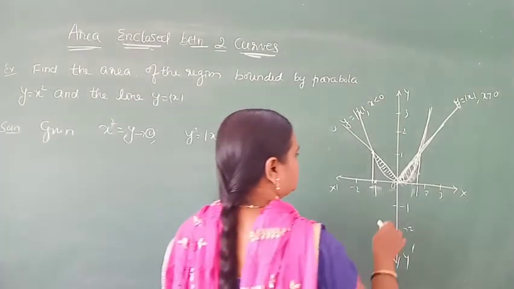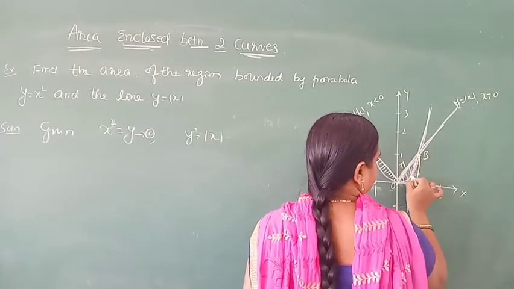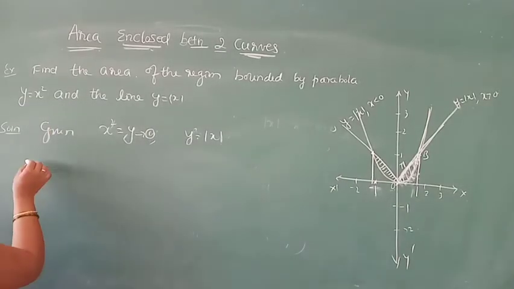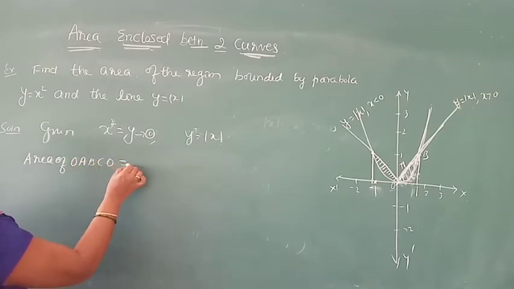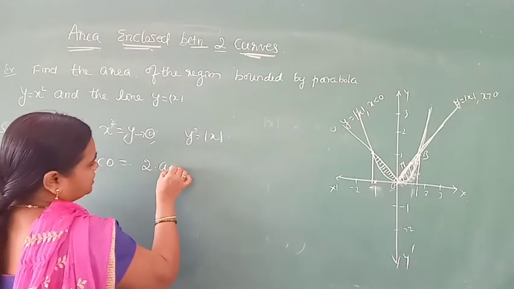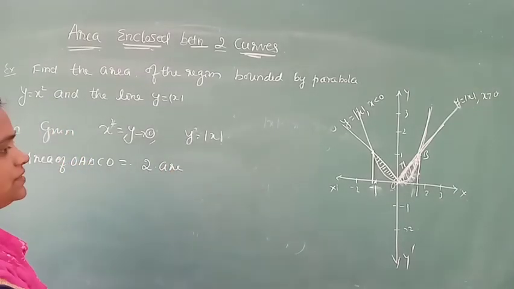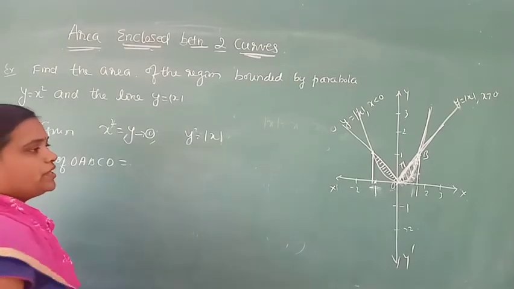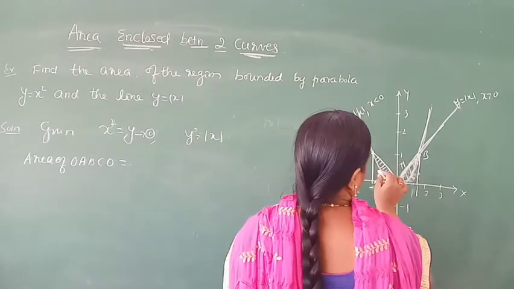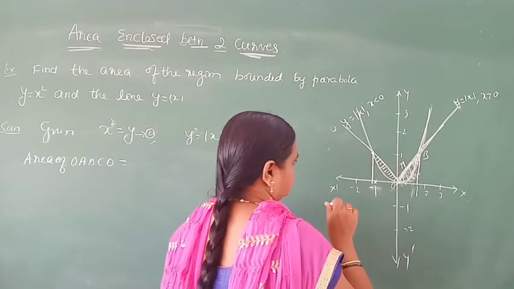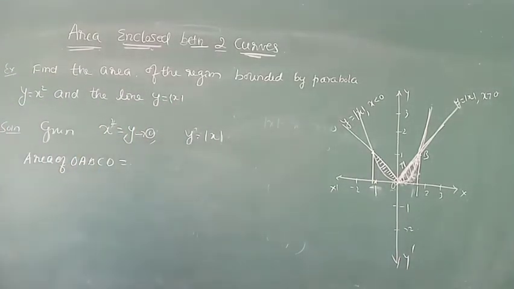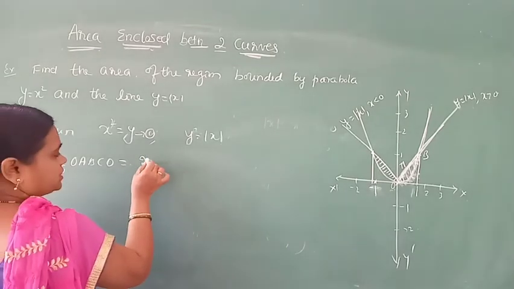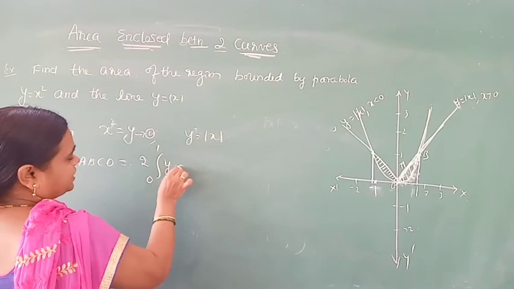And you can say this is O, A, B, C. The area of OABCO equal to 2 times integration of 0 to 1 y dx.